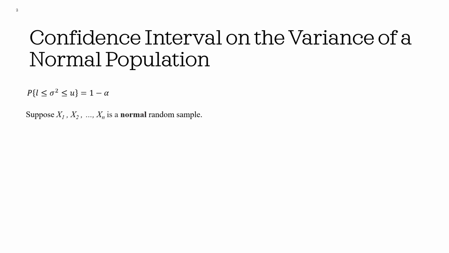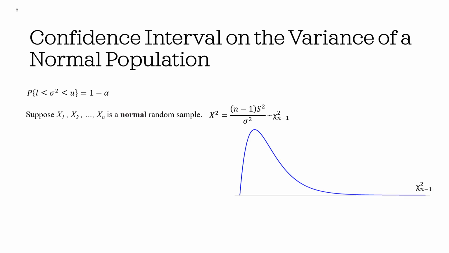Let's assume that we have a random sample of size n of independent observations from the same identical normal distribution. Then the statistic defined as n-1 multiplied by sample variance divided by population variance follows a chi-squared distribution with n-1 degrees of freedom. Let's work with a chi-squared distribution as shown here. I will push half alpha to each tail.